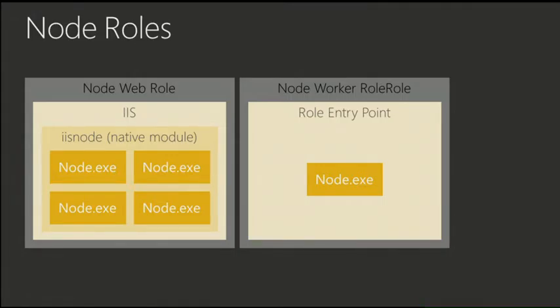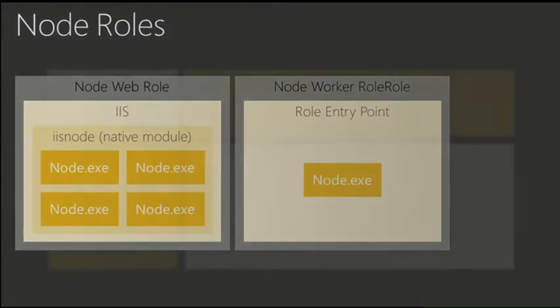Again, the web role is running IIS, running IIS node, and then running your server on Node.exe, and it scales out to multiple instances. The worker role is not running in IIS; it's just running in that role entry point. We start a single instance of Node.exe.